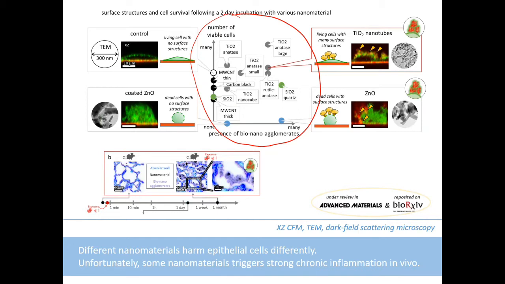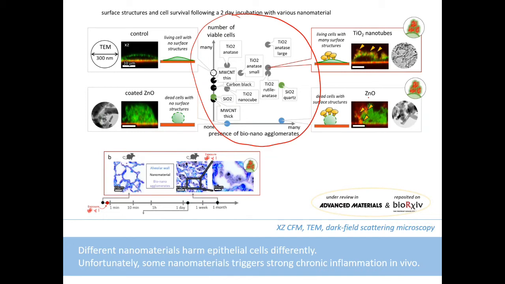So you can see that the lowest survival, of course, zero survival, is zinc oxide, as we know. There are some structures there. If you coat zinc oxide, then you can see no agglomerates, but survival is also very low. On the other diagonal are our titan oxide nanotubes and also quartz silica.